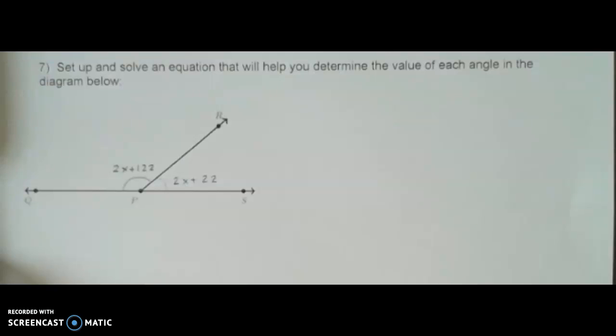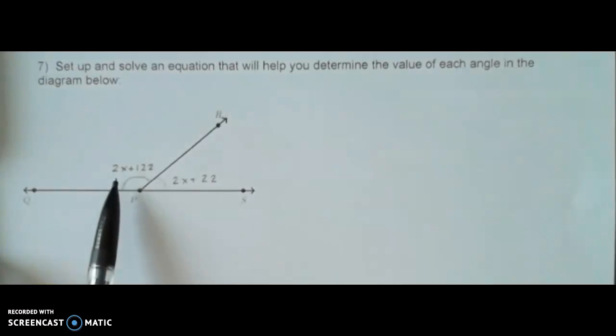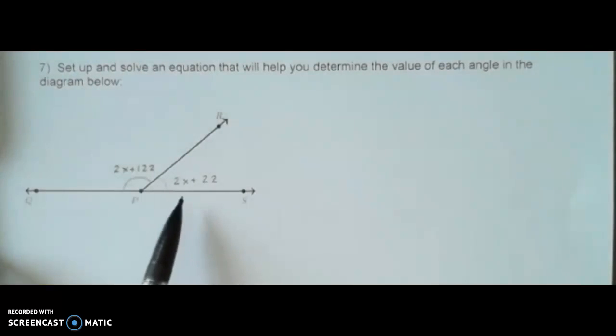In the next example, again, I'm going to look at this picture. I'm going to use my knowledge of angle relationships in order to set up and solve an equation that will help me to determine the value of each angle in the diagram below. So again, I've got two different angles. This one here labeled 2x plus 122, and then this angle right here labeled 2x plus 22.